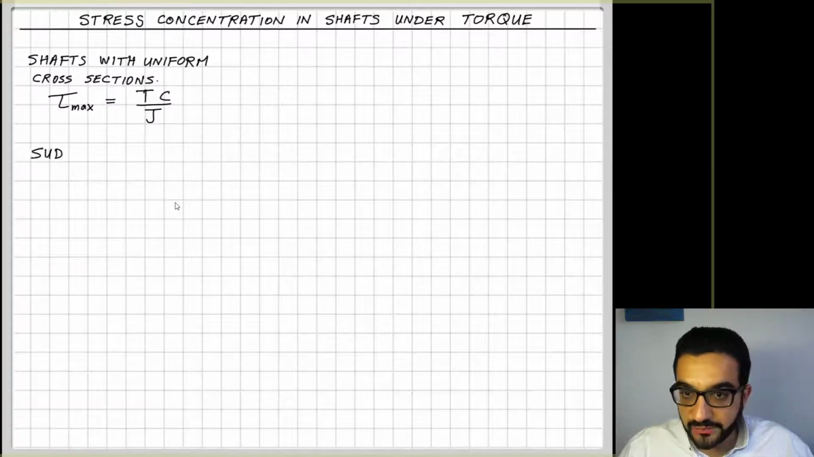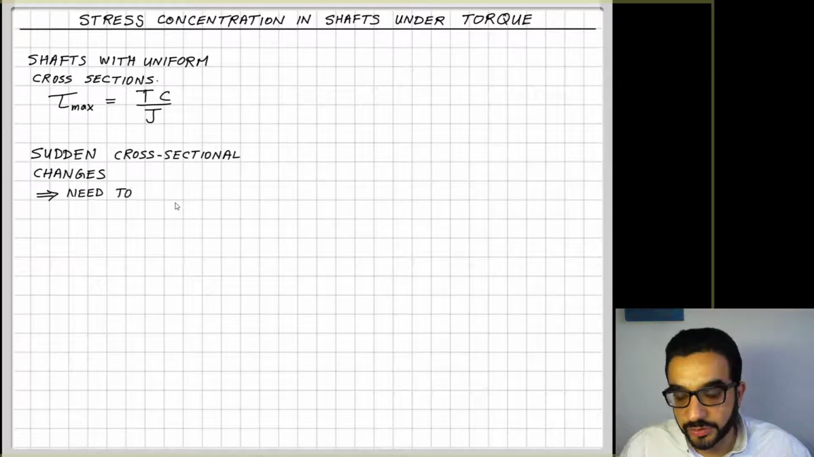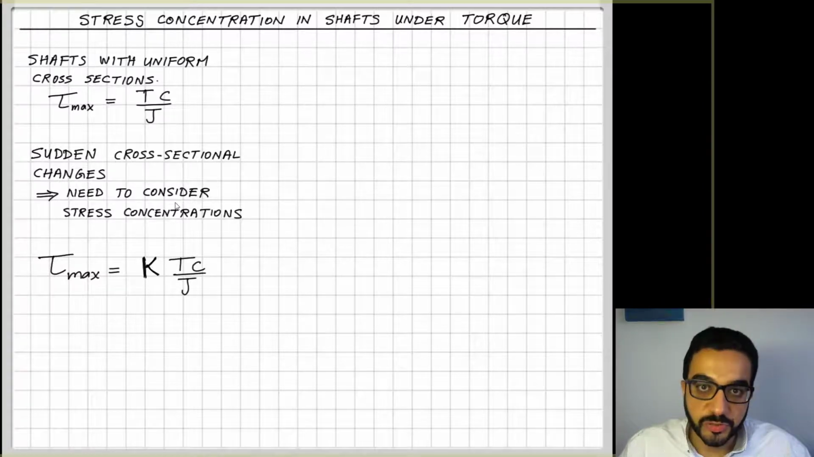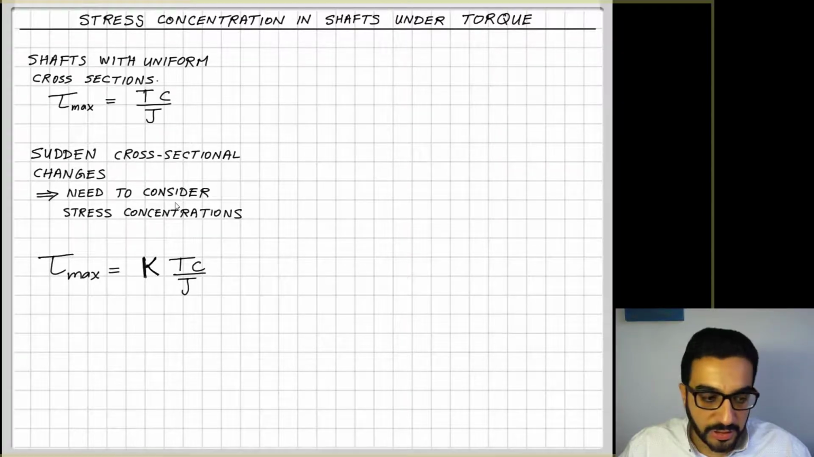T is the torque, c is the radius of the shaft, and J is the polar moment of inertia. Now, usually shafts have sudden changes in cross section, so they have a bigger diameter, and then they switch into a smaller diameter to transmit the power to different parts of the system. In that sudden transition of cross-section dimension, we'll have stress concentrations developed here, similar to the stress concentrations that we covered when we considered axially loaded members and normal stresses developing due to holes or notches.